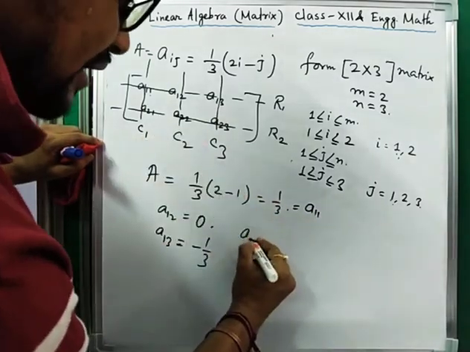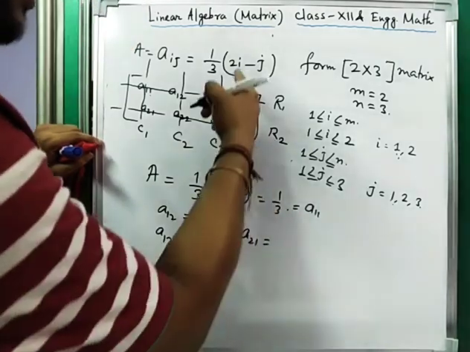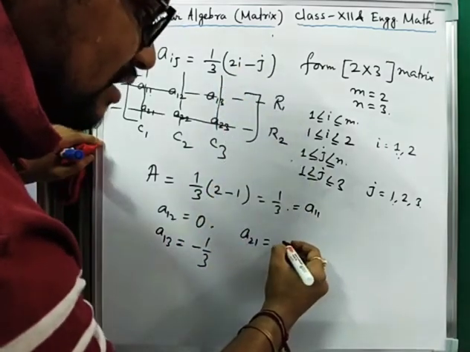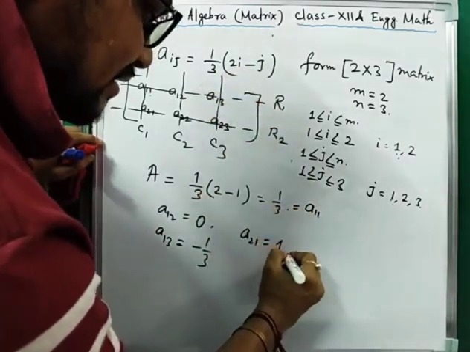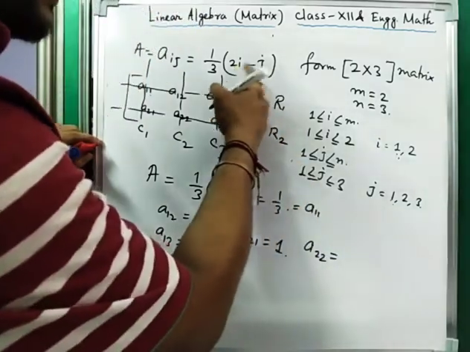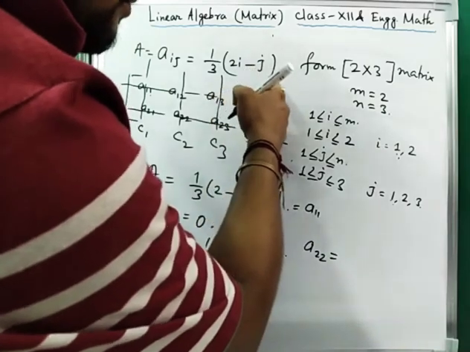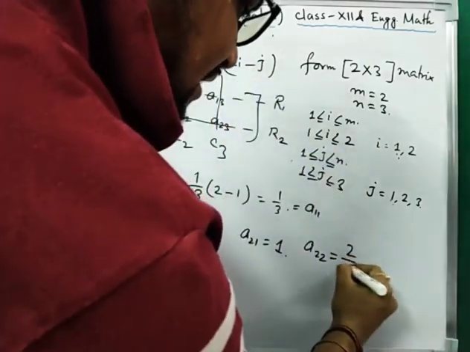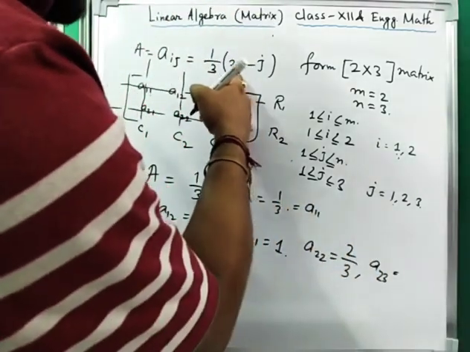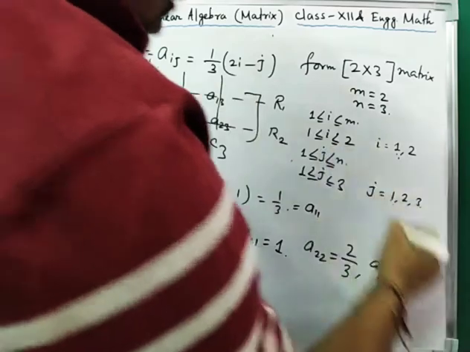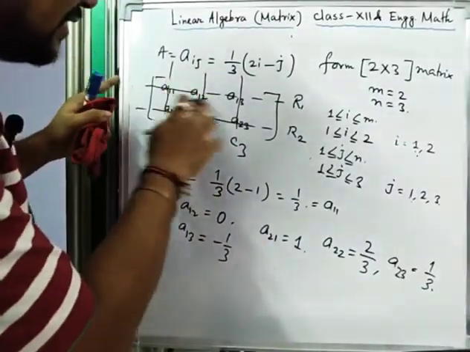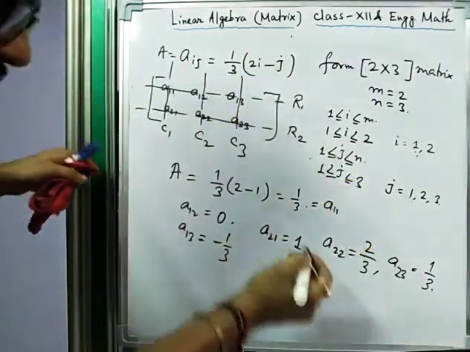Now A21 equals, I equals 2 but J equals 1, so 2 2s are 4 minus 1, 4 minus 1 is 3, so 3 cancel, so it is nothing but 1 is coming. Now A22 means I and J both are 2, 2 2s are 4 minus 2, that is 2, so 2 by 3. Okay, now A23 means I equals 2 but J equals 3, 2 2s are 4 minus 3, that is 1 by 3. So all the data has been calculated.